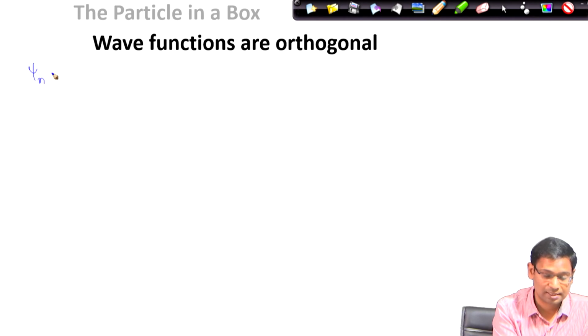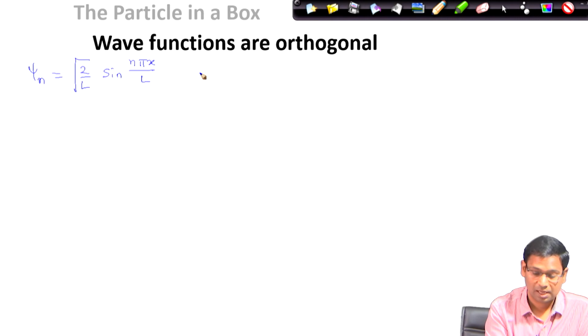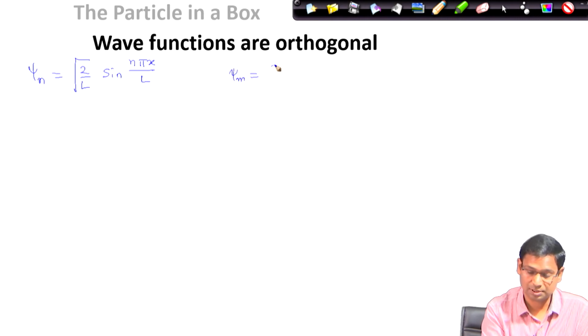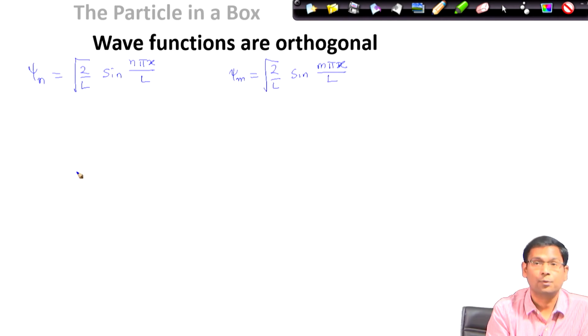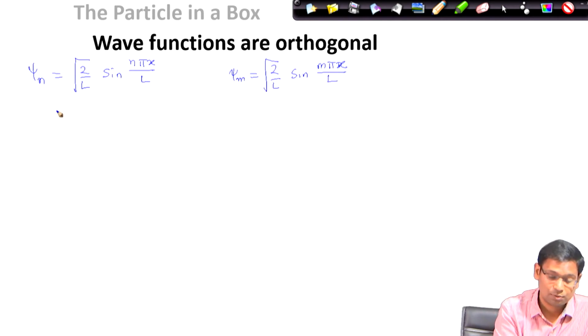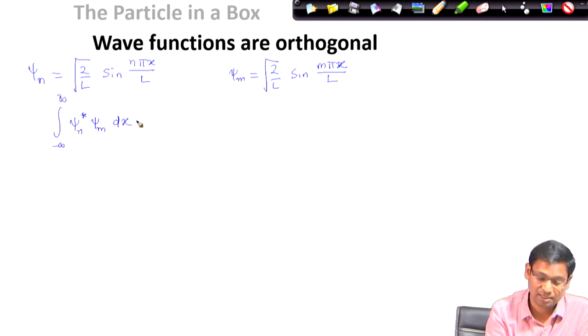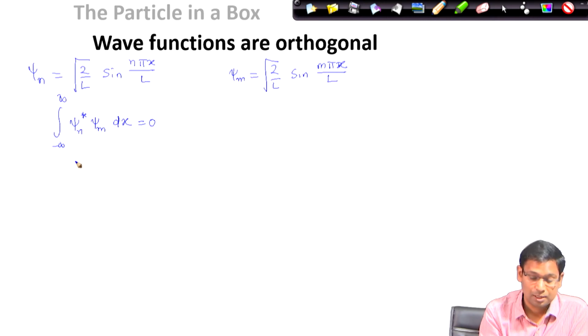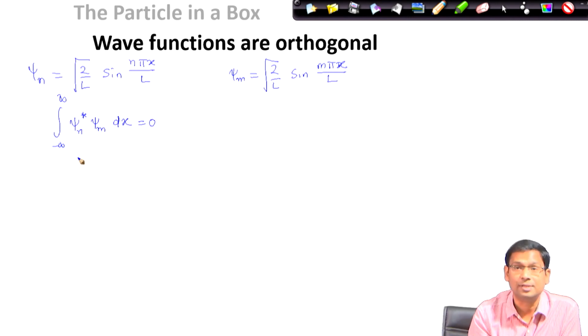So, how do I do that? I take psi n, which is square root of 2 by L sin n pi x by L, and then another function psi m. When I want to show that they are actually orthogonal, what do I mean by that? I say the integral of psi n star psi m dx going from minus infinity to plus infinity is 0. But I know that psi n and psi m are 0 between minus infinity to 0 and between L to infinity.